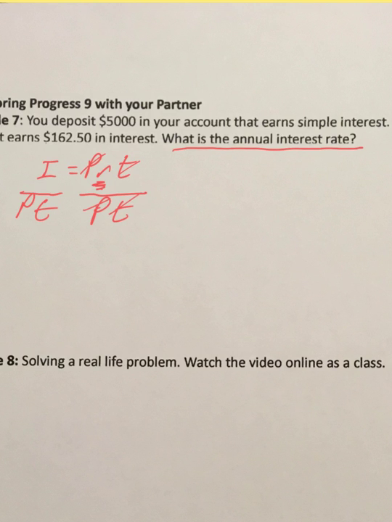I get the R, right? So I've got R equals I over P times T. Now, theoretically, I've got all these values, and I can plug them in. So R equals... What is I in this case?